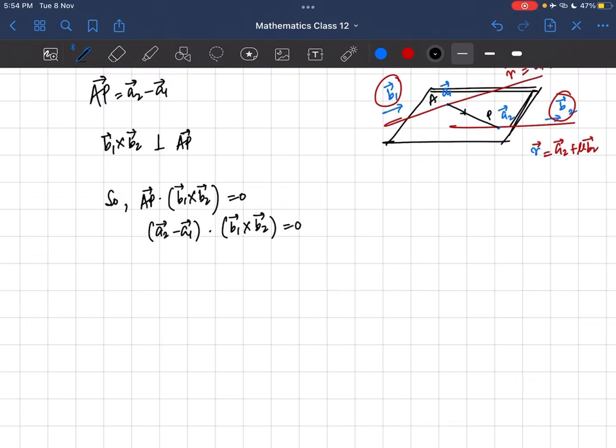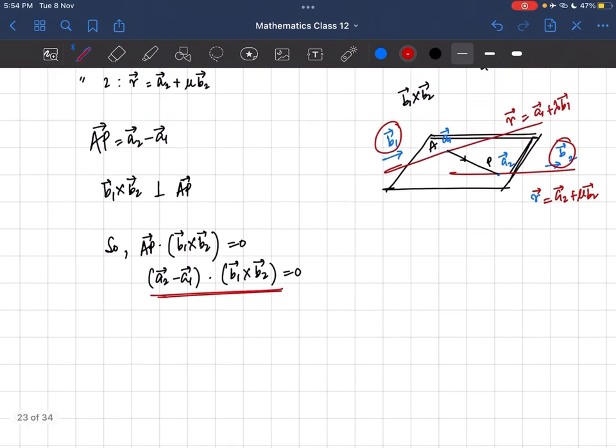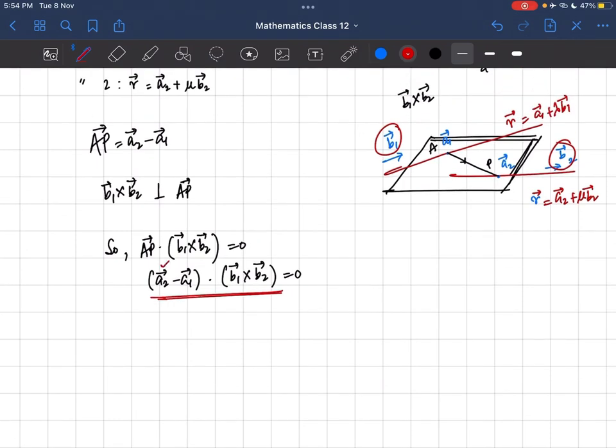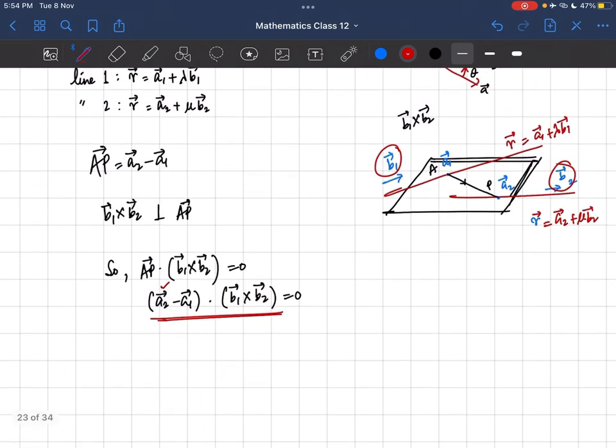So this is the condition for two lines to be coplanar. So this a2 vector you get from the equation of line 2, a1 vector you get from the equation of line 1, and b1 is the parallel vector of line 1 and b2 vector is the parallel vector of line 2. So this is the condition which we use for coplanarity of two lines.